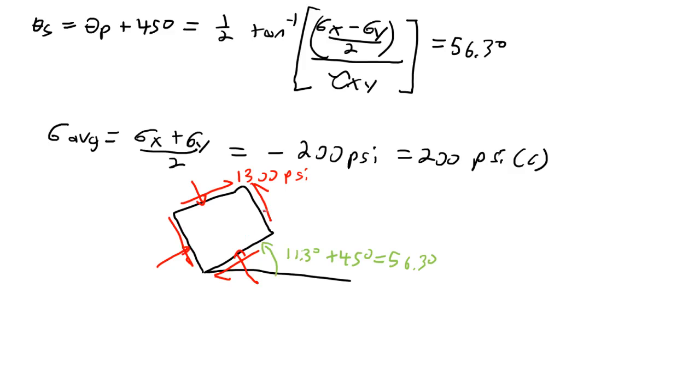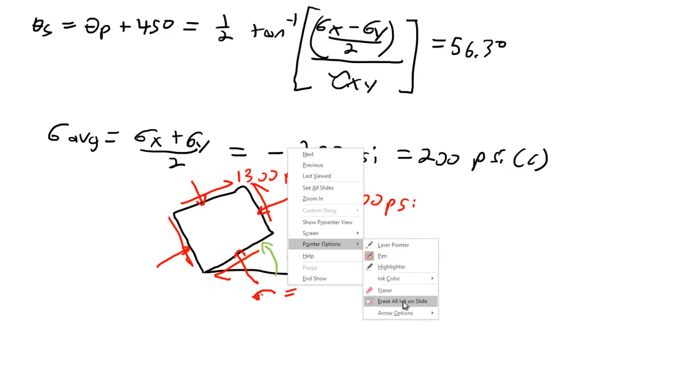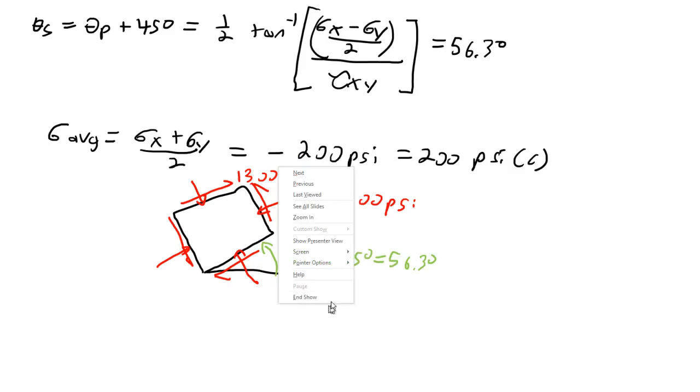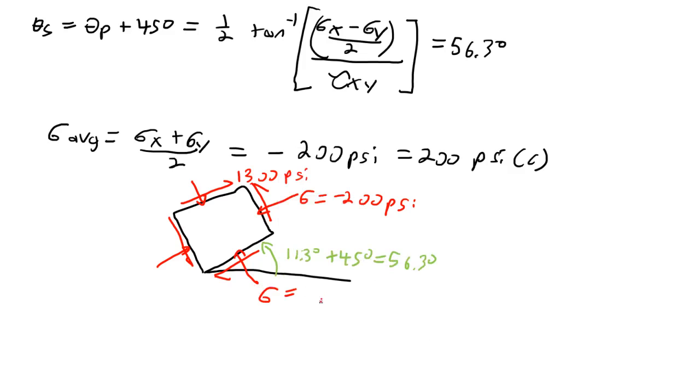And notice I am drawing on all sides. We have the same sigma average. Sigma equals negative 200 psi. It's the same sigma average on all sides. Sigma equals, oh my goodness, that looks pretty bad. Sigma equals negative 200 psi. And that's the complete solution.